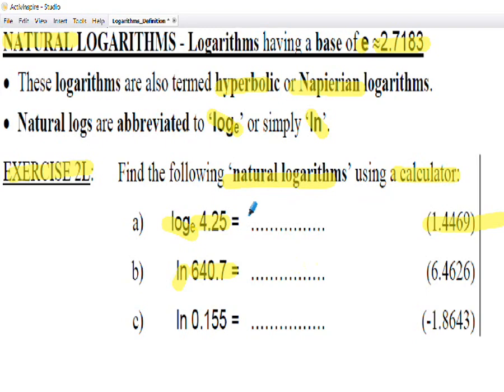Next one is ln, natural logarithm, of 640.7. Again, on your calculator, pressing equals to that, you will get a value of 6.4626. And we're raising e again to the power of 6.4626 to get the value of 640.7. Finally, ln of 0.155, press equals on your calculator, you will get minus 1.8643. So we're raising the exponential to the power of minus 1.8643 to get 0.155.